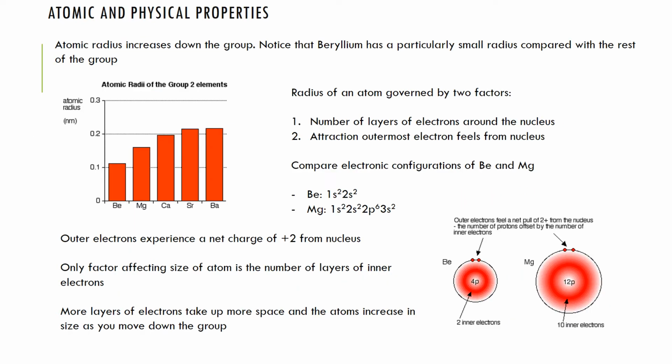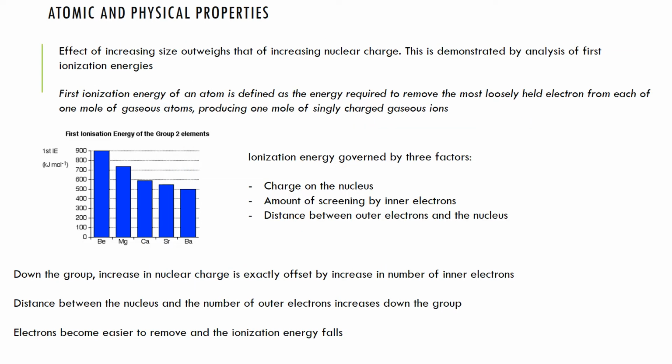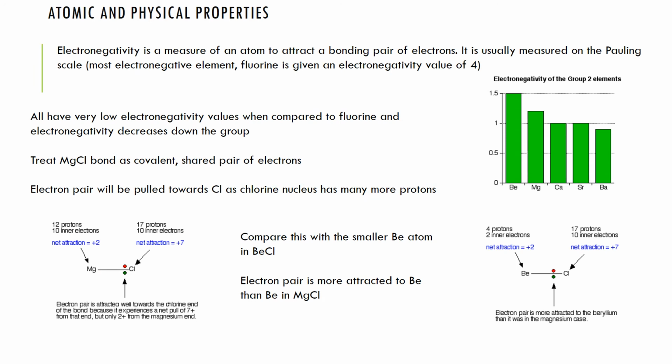Now, you can see there that the atomic radius increases down the group. I'm not going to go into the detailed explanation of why this is, because we spoke about that in lecture 1. And indeed, the trends are very similar to the group 1 metals. Similarly, the first ionization energy of the metals falls as you go down the group. And again, we spoke about that in lecture 1 when we were talking about the group 1 metals. Similarly, the electronegativity decreases as you move down the group.